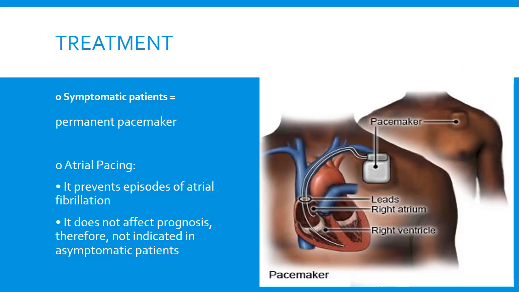So the emergency treatment may involve oxygen supply as well as transcutaneous pacing, but eventually the patient will need a permanent pacemaker. Atrial pacing can also be done because it prevents episodes of atrial fibrillation. However, it does not affect prognosis, therefore it is not indicated in asymptomatic patients.